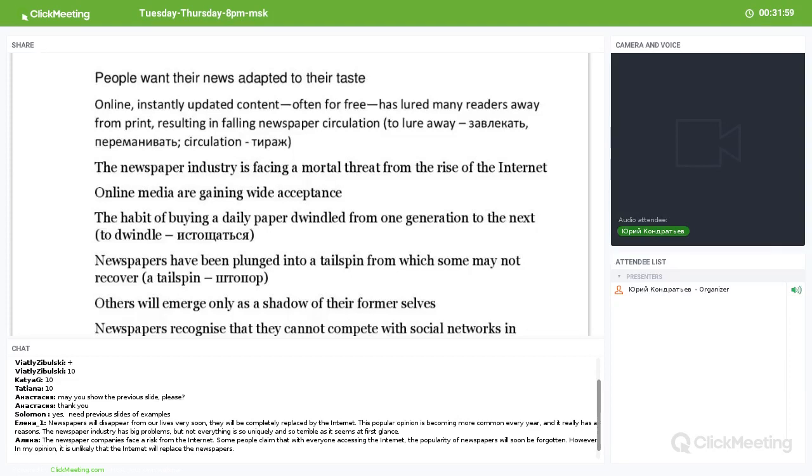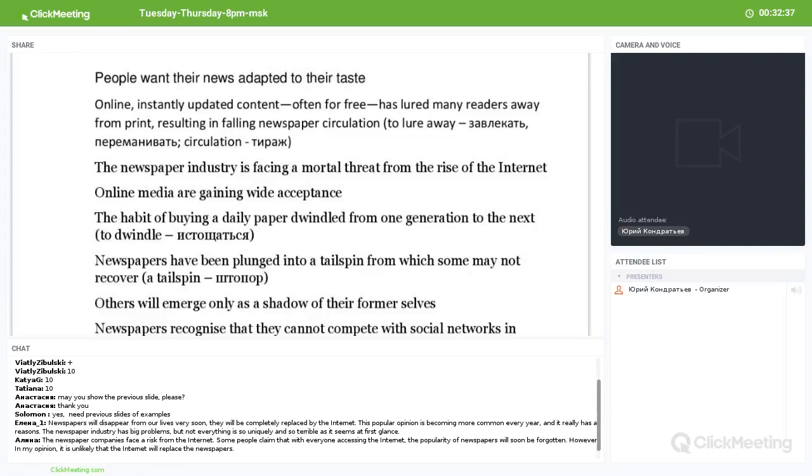So, Alina, the newspaper companies face a risk from the internet. I wouldn't say the here, just newspaper companies in general. If you like in the previous example, the newspaper industry is more or less concrete, but here newspaper companies in general face a risk from the internet. Some people claim that with everyone accessing the internet, the popularity of newspapers will soon be forgotten. Okay. However, in my opinion, it is unlikely that the internet will replace the newspapers.